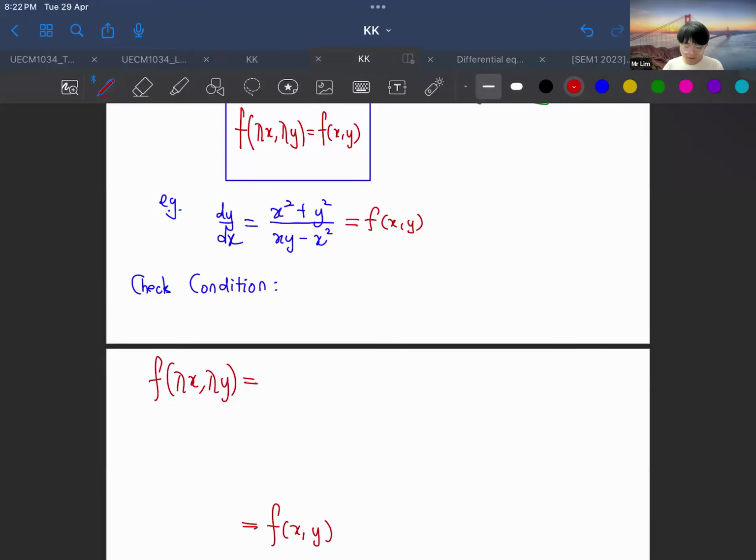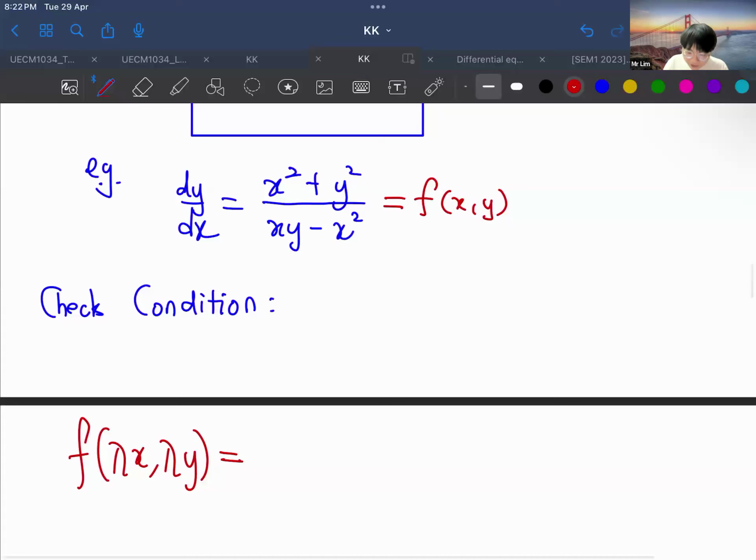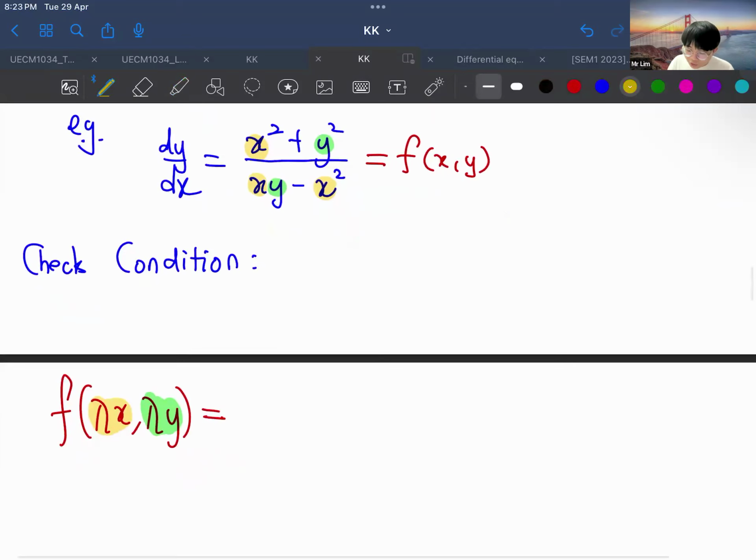So let's see why. What does it mean when I say f(λx, λy)? Look at the right-hand side here. It means that you substitute your x with λx. So here and here, I'm going to replace with λx instead. And this part and this part, I'm going to replace with λy instead. You understand? So let's try to write them out.